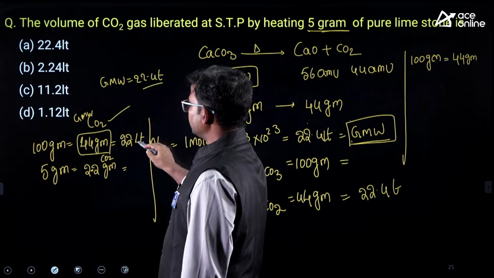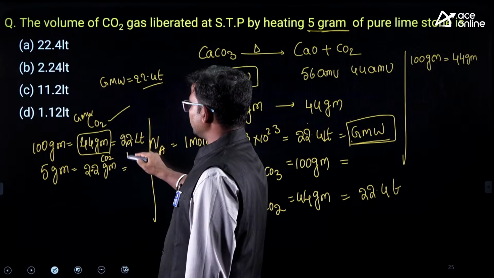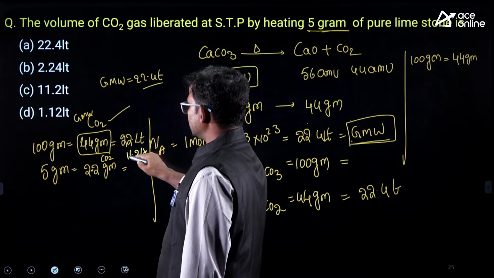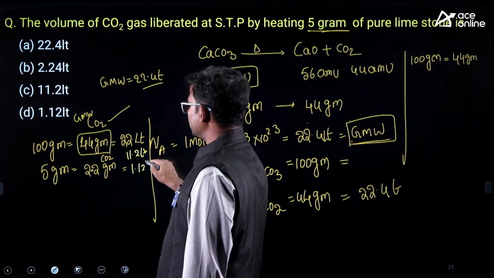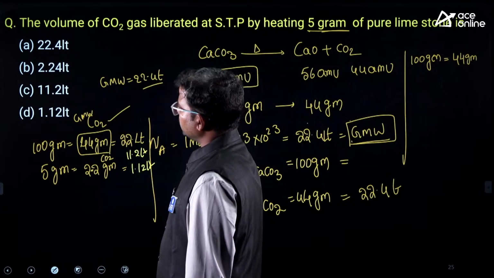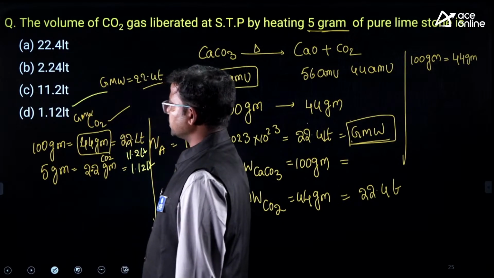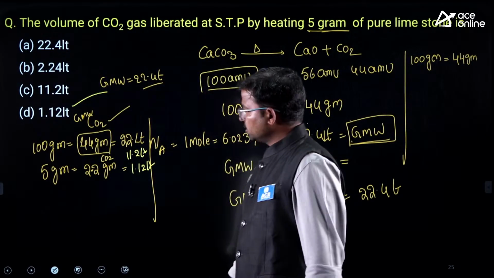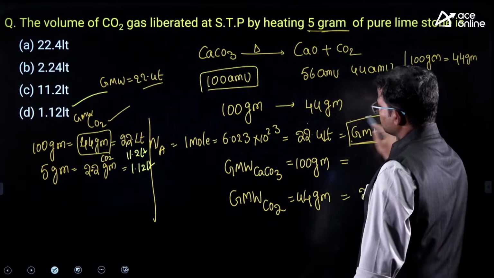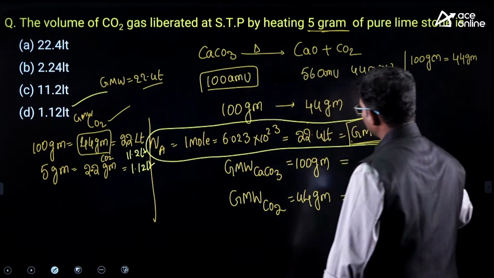Yes, so 22.4 liters, half of the amount is 11.2 liters. Next, divided by 10, 1.12 liters. So that's why 1.12 liters is the right answer. Option D is the right answer. So guys, here we just used this equation in a different form.